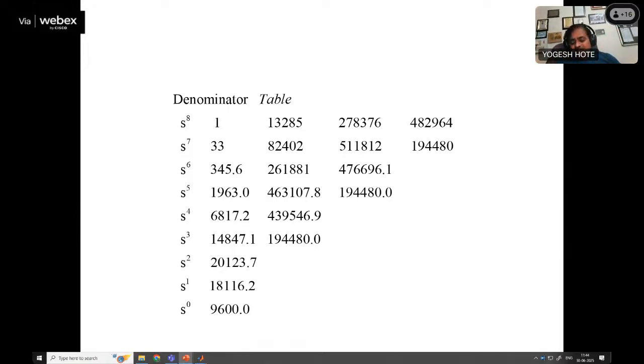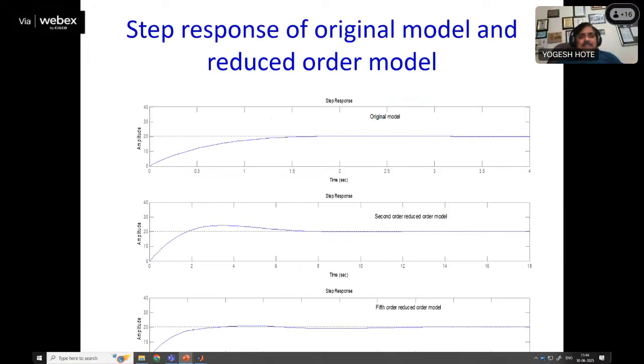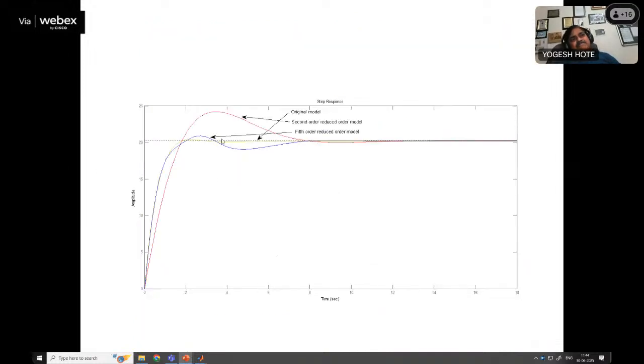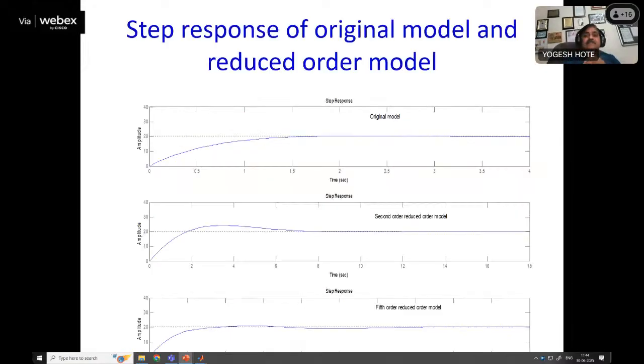We can get the model, and you can see the response of the model. It is seen that for the second order model, the matching is not proper, but for a fifth order model, the response is more or less matching. So this is the result given in the research paper of Krishnamurthy, which was published in 1978. By means of the Routh criteria, we can get a reduced order model of the plant.